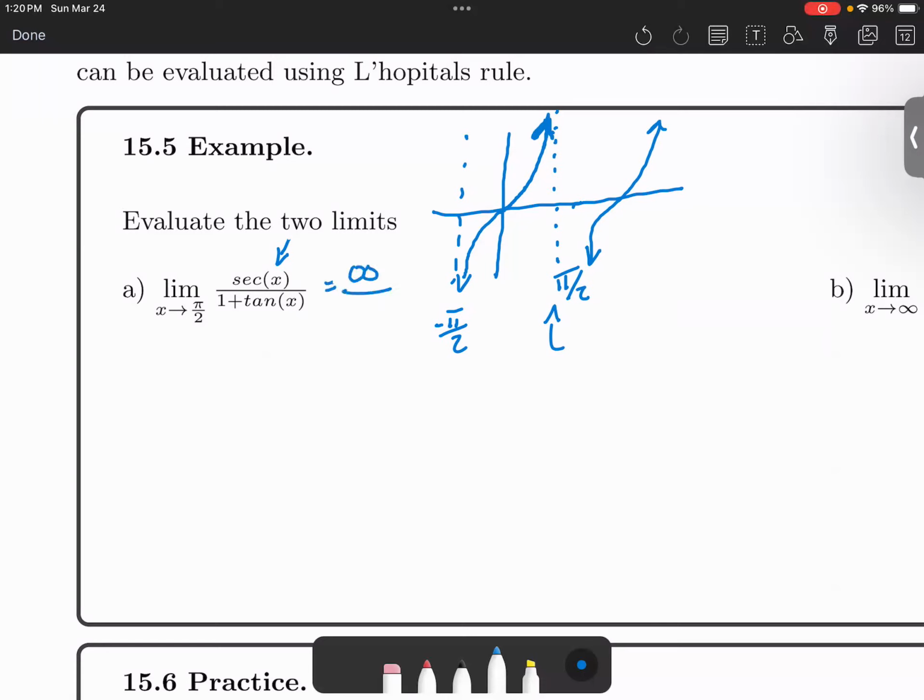And 1 plus tangent of x, for the same reason, that tangent of x is sine divided by cosine. So as the cosine value approaches 0, that ratio is going to approach positive infinity. So the tangent of x function also approaches positive infinity. So we have the indeterminate form by direct substitution, infinity divided by infinity. We can use L'Hopital's rule to try to recover the limit.